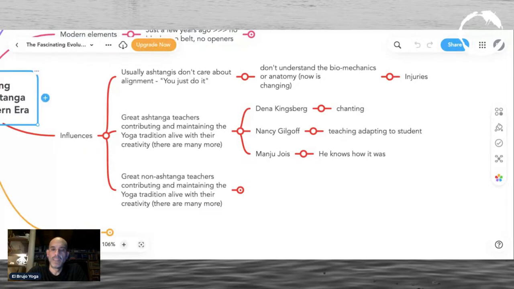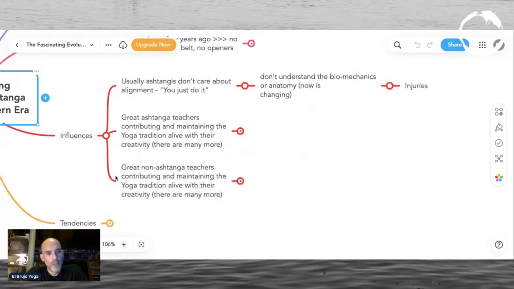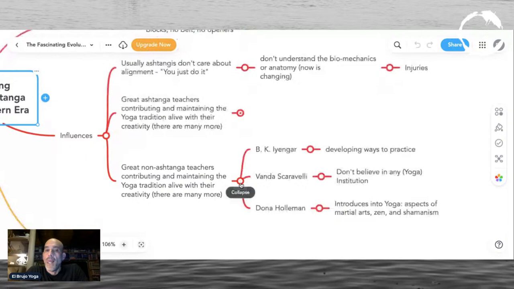Manju Jois as well, who is the son of Pattabhi Jois, and again, I never had the pleasure to practice with him, but he knows how it was before because he was over there when he was a kid. So he knows how it was in the old times. So he got a good imprint, he got the essence, I would say. And after, great non-Ashtanga teachers, teachers that are not Ashtangis, but are yoga teachers, contributing and keeping the yoga tradition alive with their creativity. And of course, there are many more, but I put only three at the moment.